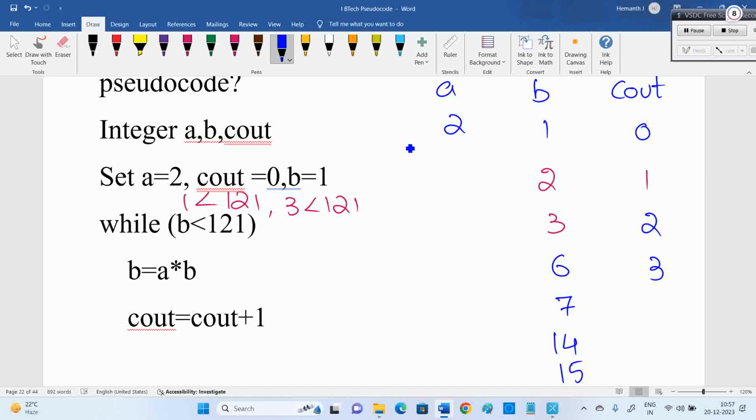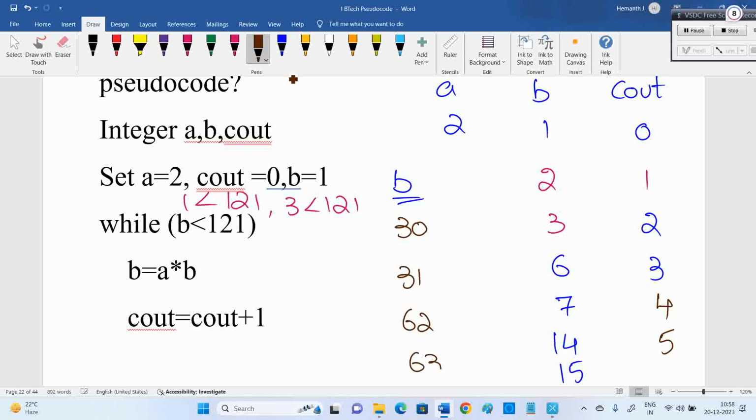Next, B will become, still B only I am writing here. As A is not changing here, B will be now 30. C out will be 4. B will be 31. Next, 31 less than 121. Yes. Then it will become 62. C out will be 5.